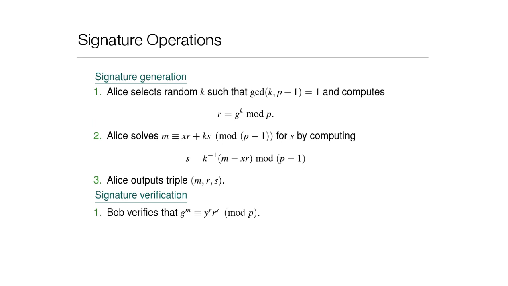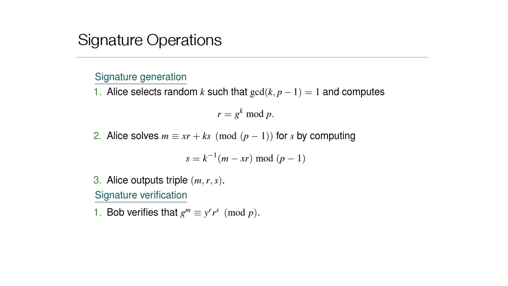And in signature verification, once Bob receives the message coming from Alice, he verifies that G to the power M is congruent to Y to the power R, times R to the power S. R is coming with Alice's message, S is coming with Alice's message, Y is the public key of Alice, and P is a public parameter, and then he computes this value, G to the power M.